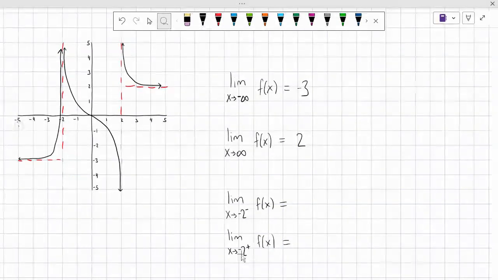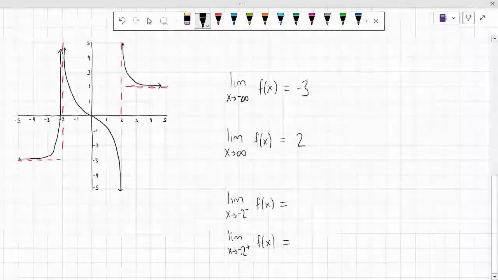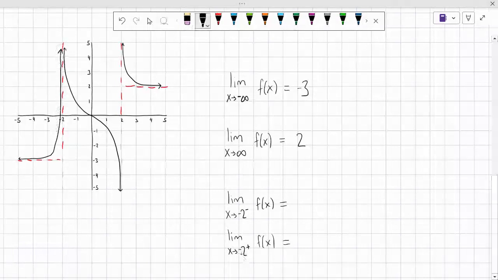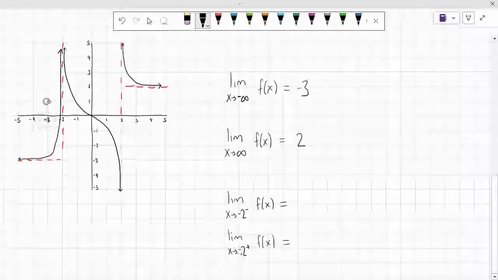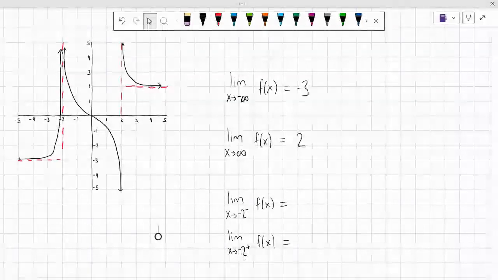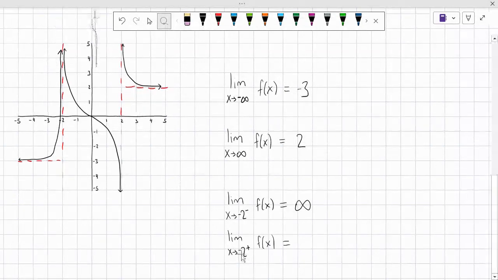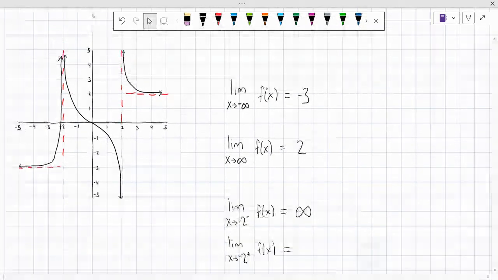So as we approach -2 from the left, because of the vertical asymptote there, you can see that the function just keeps going up and up and up. The closer you get to -2 from the left, the further up it's going. So we would say that as x approaches -2 from the left, this function is approaching positive infinity, because the y value is just going higher and higher, out to infinity.